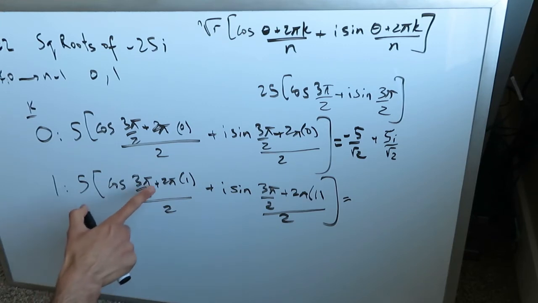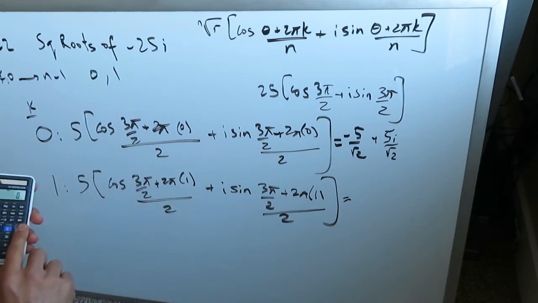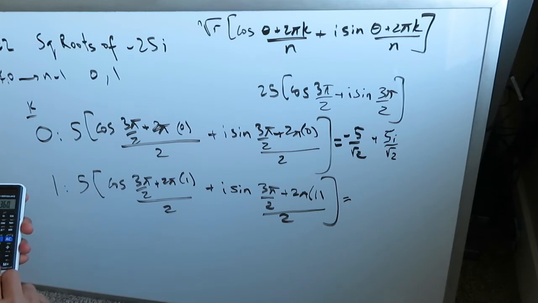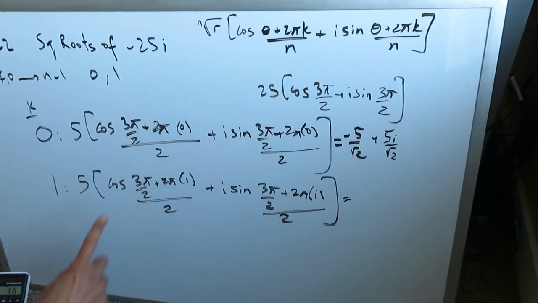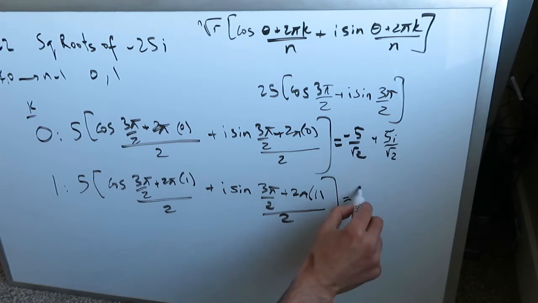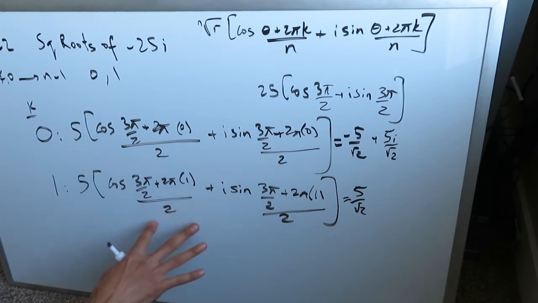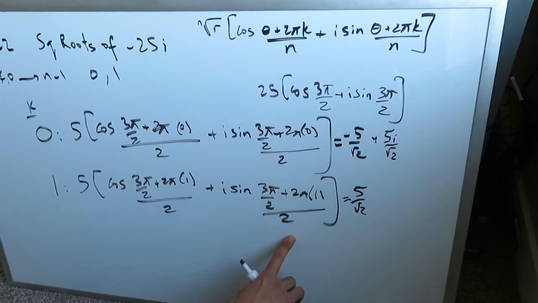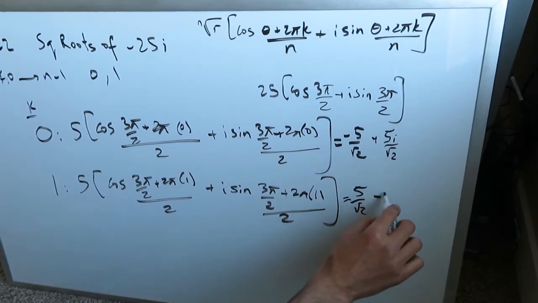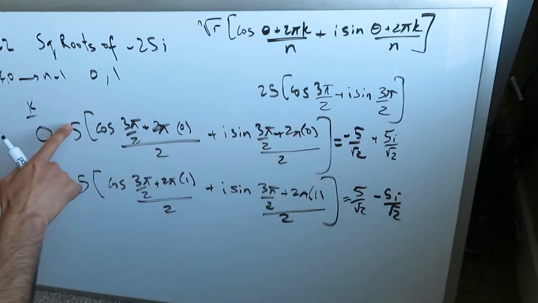We'll do 3 pi over 2 plus 360 divided by 2. 270 plus 360 divided by 2. I'm getting a 315, a fourth quadrant 45 degree angle. 315. Cosine of that will be 1 over root 2. So you'll get a 5 over root 2 over here. And you know you have a 315 here because this angle is the same as this angle. Sine in the fourth quadrant, 315, is a minus angle. So you're going to have a minus 5i over root 2. These 5's of course are coming from the opening of this parentheses.